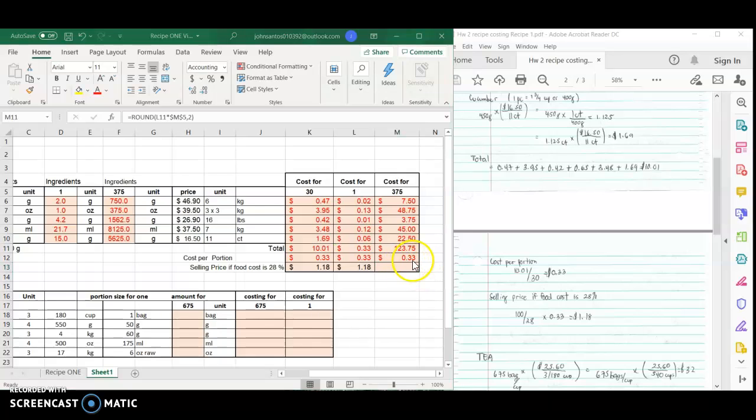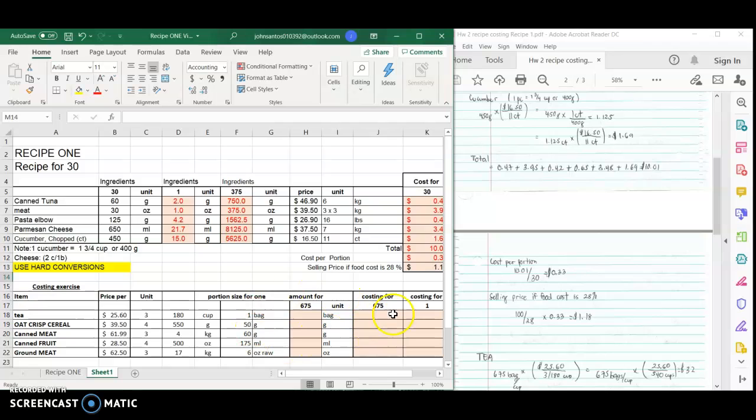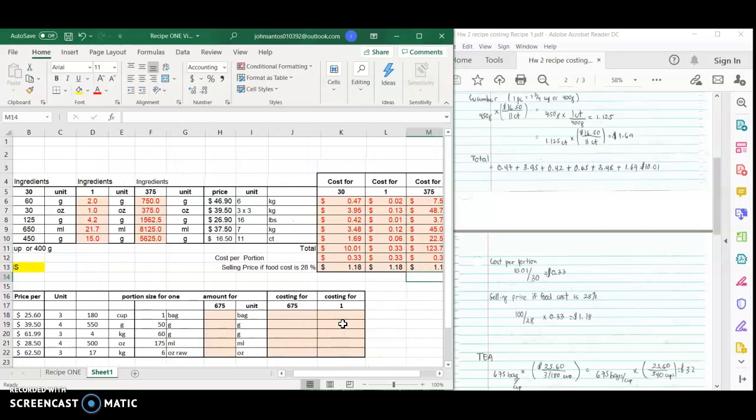Just to show you guys how I end up with 33 cents, I use a round function on this one for the total. Then again, to get that, you simply have to do 100 divided by 28 multiplied by 33 cents. That will still give you $1.18. Alright. So for this part, I'm just gonna show it to you on part 2. Okay.